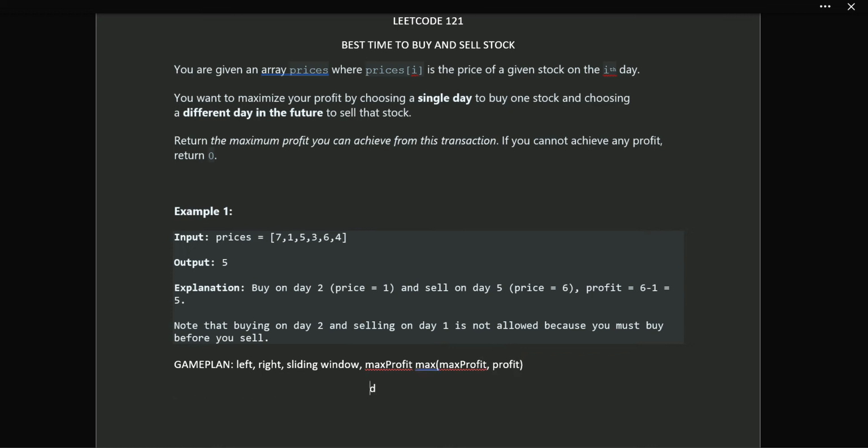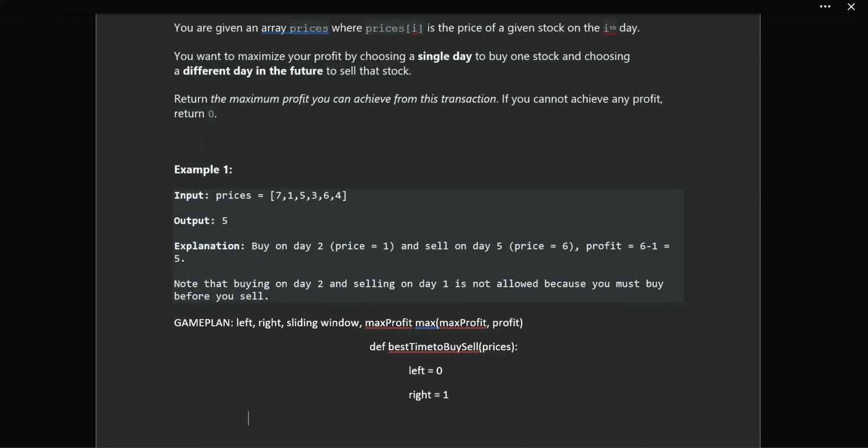So diving into it, we've got best time to buy and sell, and we're getting prices in here. Again, what we want is a left index set equal to 0, a right index set equal to 1, and a max profit variable set equal to 0, because if we can't achieve any profit, we're going to return 0. So that works out for this one.